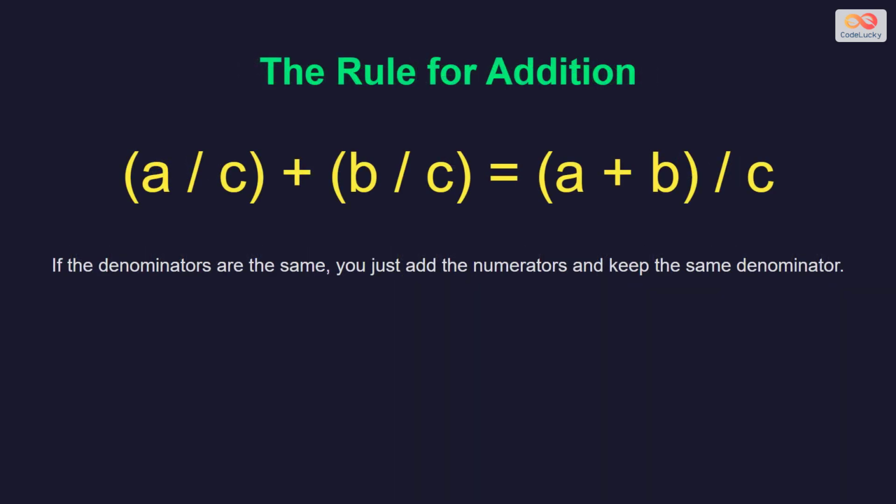The rule for adding rational expressions with a common denominator is straightforward. You add the numerators together and place the sum over the common denominator. So, a over c plus b over c equals a plus b all over c.